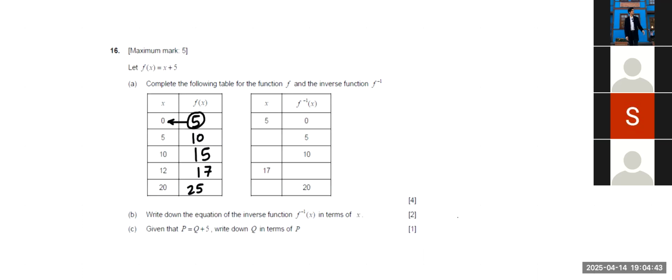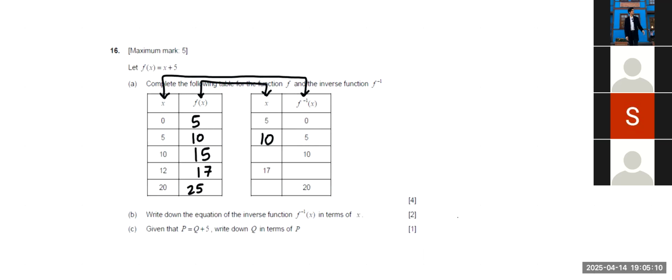So it's essentially the opposite. The input of the inverse is the output of the function, and the input of the function is the output of the inverse. So when they say that the inverse is 5, that essentially means that the input of the main function is 5, and the corresponding output of the main function is 10. So it's just reversed basically.